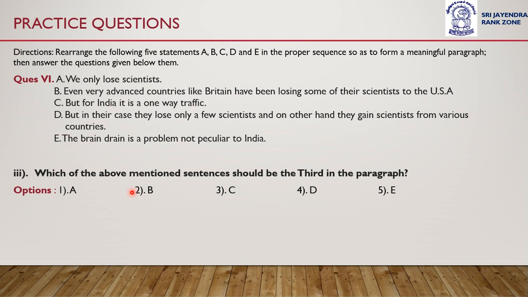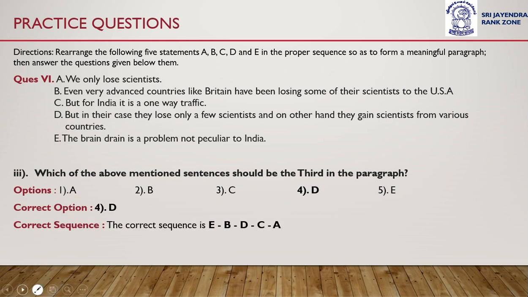Then let's move on to the next question. Which of the above is the third in the paragraph? Now we already have the sequence. It begins with E, goes on to B, then it comes back to D. But in their case, they lose only a few scientists because they are talking about Britain, so they lost only a few scientists. Option D is the third sentence.